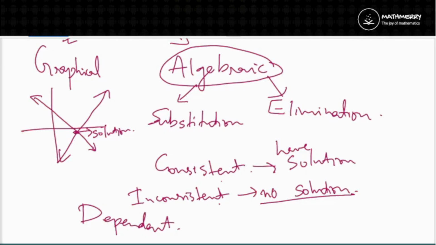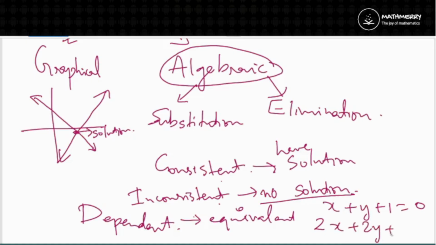So dependent means that the two equations are equivalent and have infinitely many distinct common solutions. That means they are equivalent. If they are equivalent, we can call them a dependent pair of linear equations. So here, for example, if we have x plus y plus 1 equal to 0, and 2x plus 2y plus 2 is equal to 0, here we can say both are equivalent.